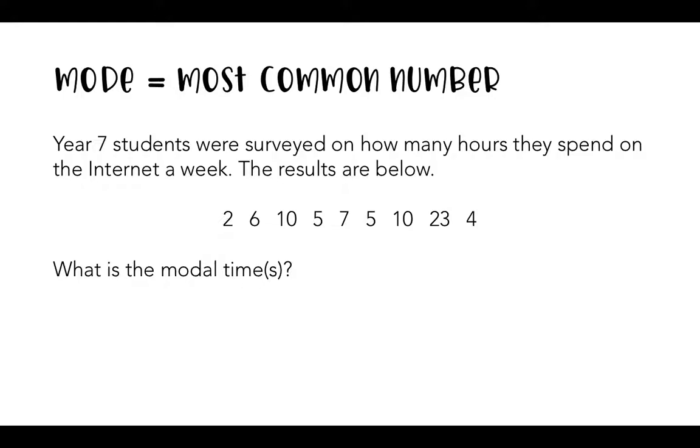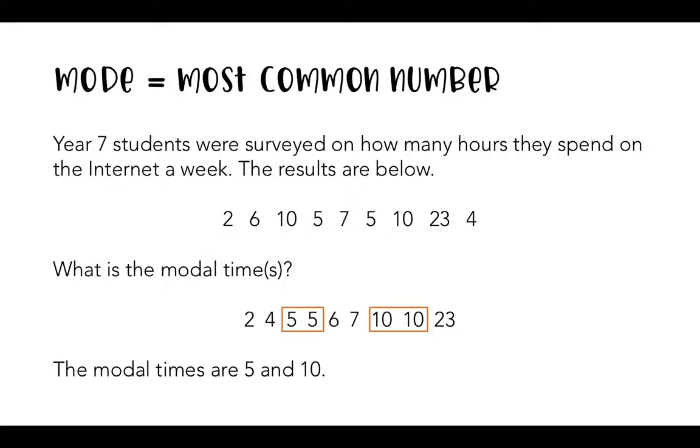So for me, with this being a small amount of data, I'm going to rearrange it so that it's in numerical order, because then I can easily see where there's double ups or triple ups. So 2, 4, 5, 5, 6, 7, 10, 10, 23. If I look here, we can see we have 2 5s and 2 10s. So our modal times are 5 and 10. Now you can have more than one common number, okay? It's the one that occurs the most.